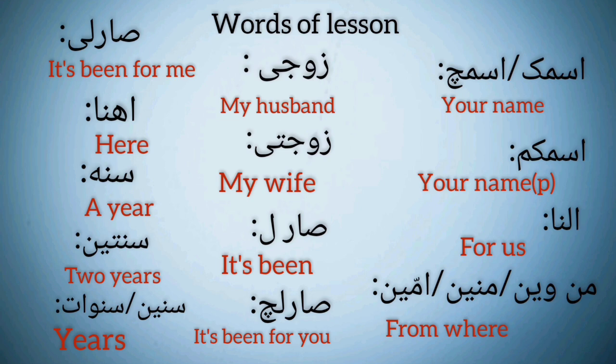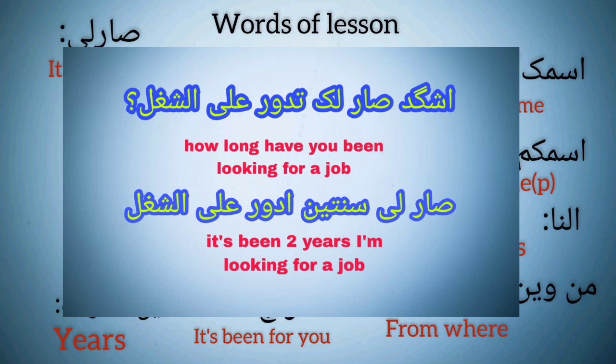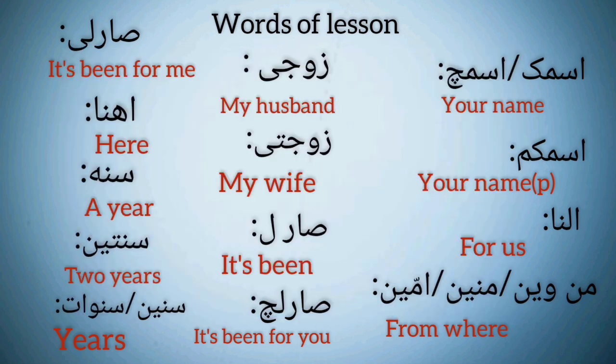But if you want to ask a question with this collocation, for example, you ask إيش قد صار لك تدور على الشغل. You can answer صار لي سنتين أدور على الشغل. How long have you been looking for a job? It's been 2 years that I've been looking for a job. صار لك, it's been for you, and صار لي, it's been for me.